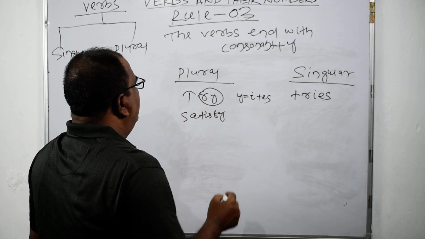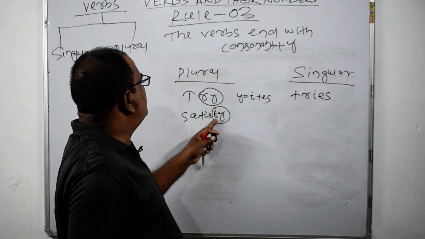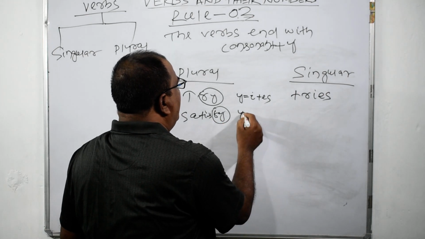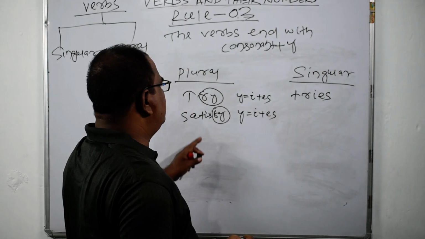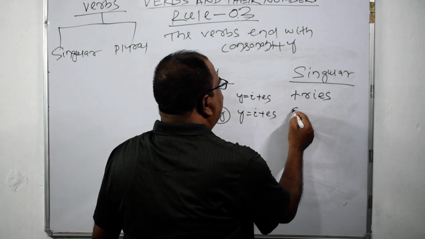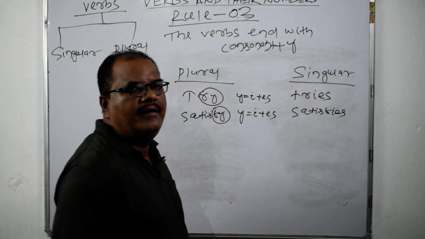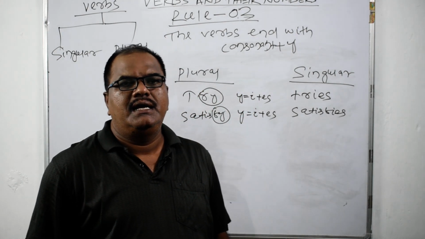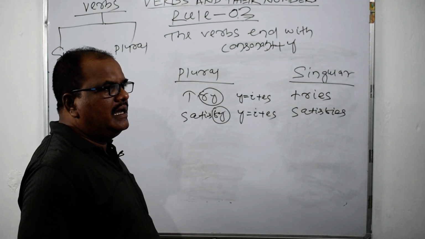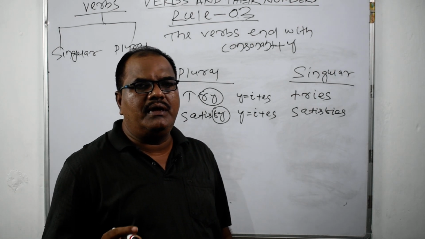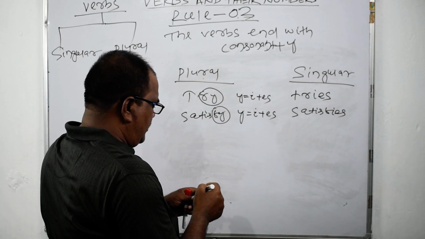Satisfy. Now the verb ends with a consonant and a y. Y becomes I, then es is added. As a result, its singular form is satisfies. In this way, my dear students, you can take the examples of other verbs which come under this category, and really I feel that you will be able to change the plural forms to singular forms.